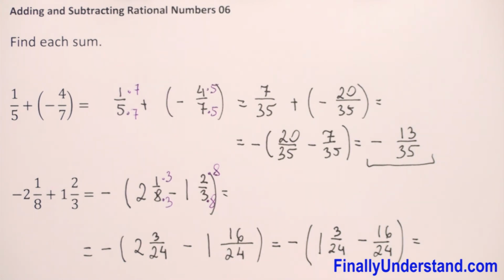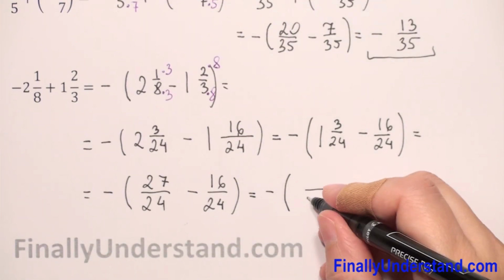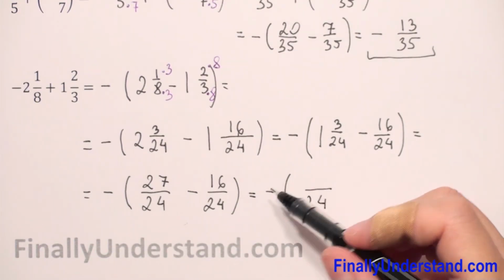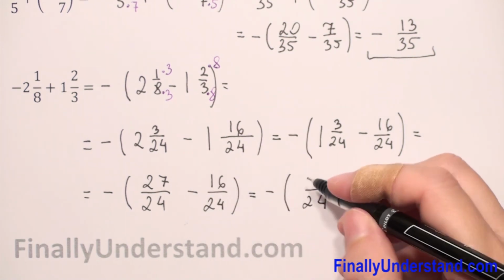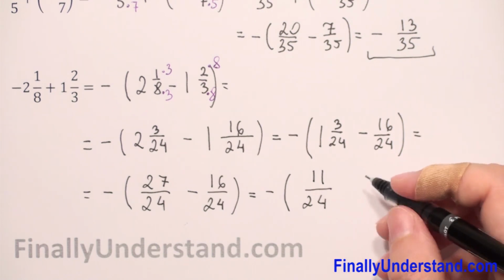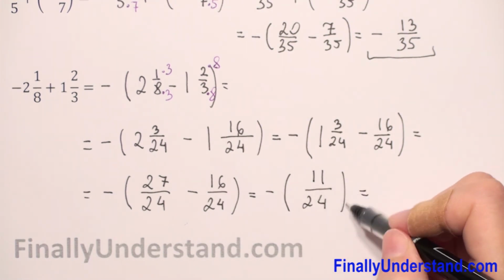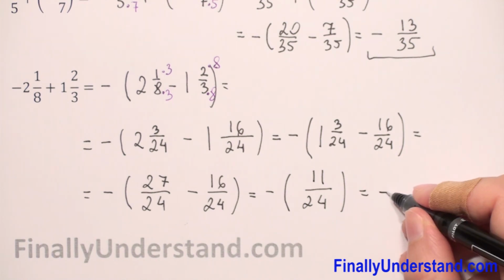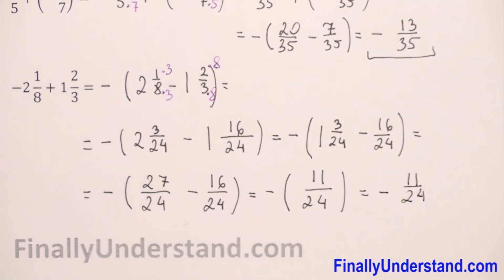So this is equal. Negative sign we have to copy. And now when we have the same denominators, we copy denominator and we just subtract numerators. We have 27 minus 16. So this is 11. We don't have to now write this parenthesis, so we have negative sign before 11 over 24. This is my solution.